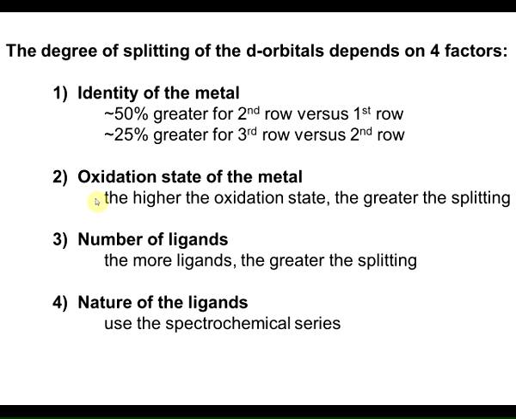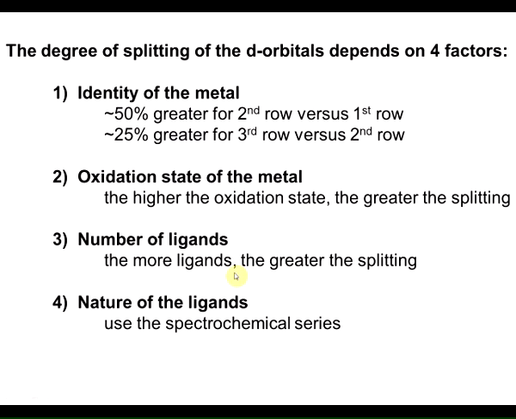So the first 2 things we looked at focused on the metal affecting how the d orbitals split. It's not just the metal, it's also the ligands that are attached to the metal. So our third thing that affects the splitting is going to be the number of ligands. The more ligands there are, the greater the splitting. That's why when we showed you the tetrahedral complex, which only has 4 ligands, that had a smaller splitting, smaller delta value than the octahedral complex, which has 6 ligands.